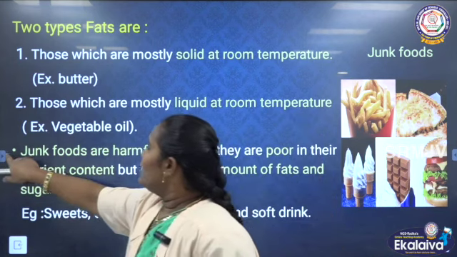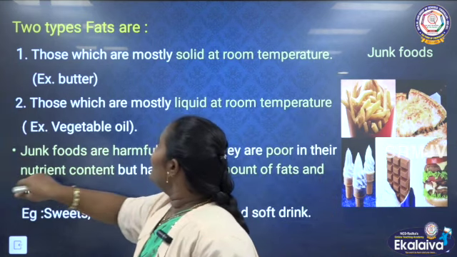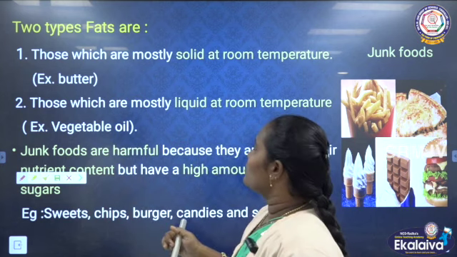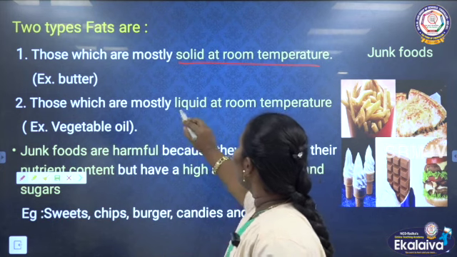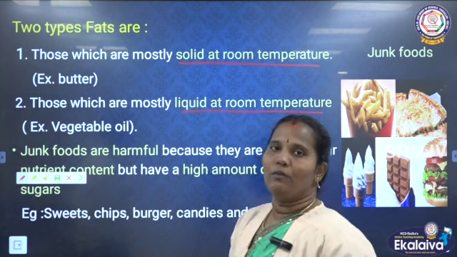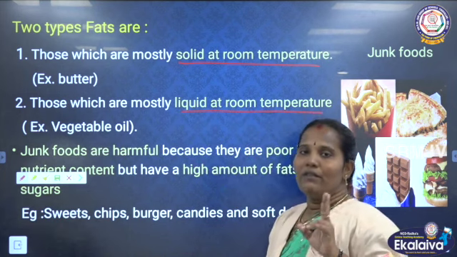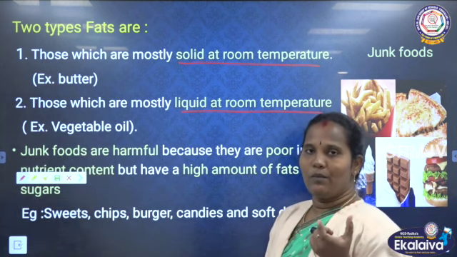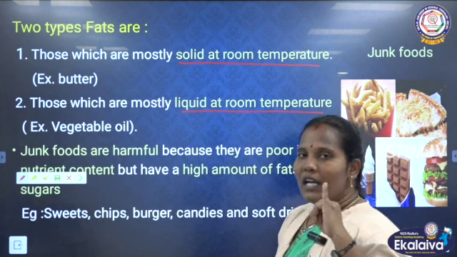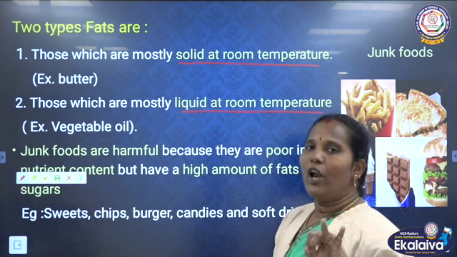See, then the two types of fats. What are they? One is solid at room temperature, another one is liquid at room temperature. Fats are divided into two based on their form. What does form mean? Whether it is in liquid form or in solid form.